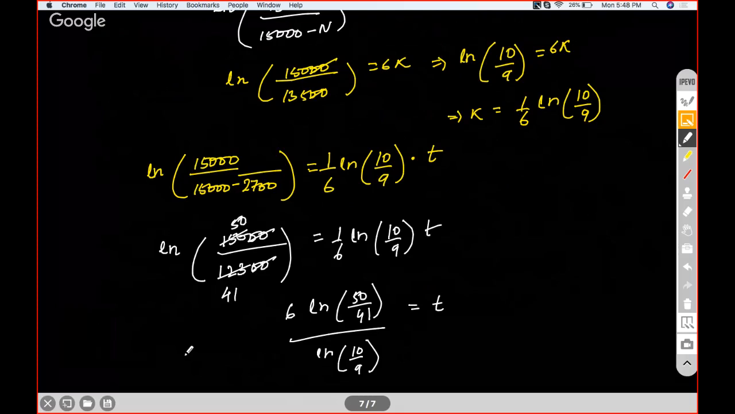I'm getting 11.3. I got 11.2. Oh, same thing. So the book says 11 days approximately. Is that fine?